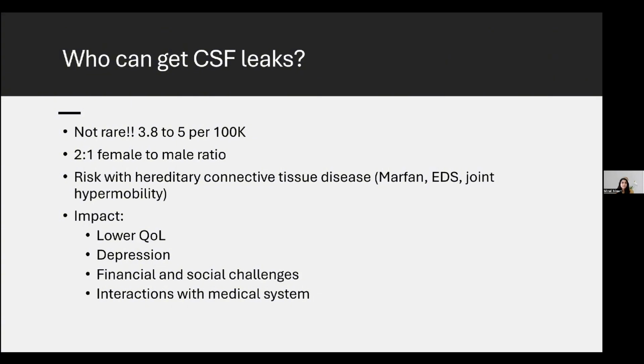Contrary to what the general population might believe, this is not a rare condition. In the literature, just looking at some of the epidemiology that we have, 3.8 to 5,000 people per 100,000 are estimated to have this condition. It is female predominant. We don't have an exact known reason why. It's about a 2-to-1 ratio. And the highest prevalence is specifically within women between the ages of 35 to 55 years old. There is a risk with certain hereditary connective tissue diseases, for example, Marfan's, Ehlers-Danlos, joint hypermobility. And just thinking about the overall impact of CSF leak headaches.